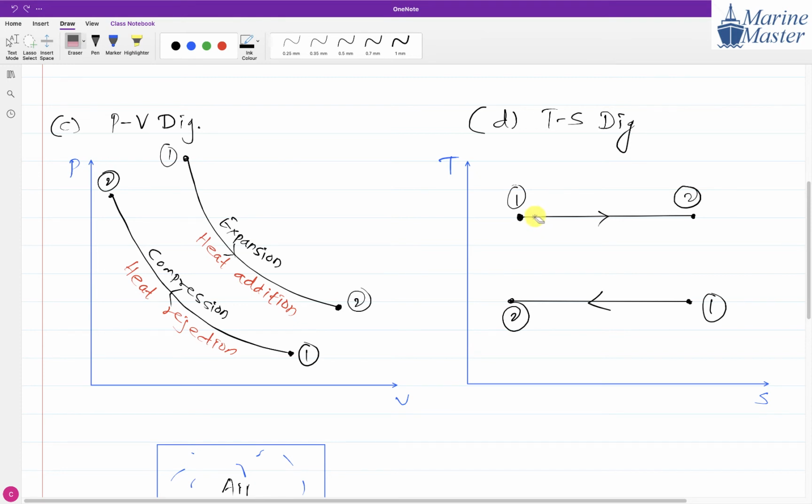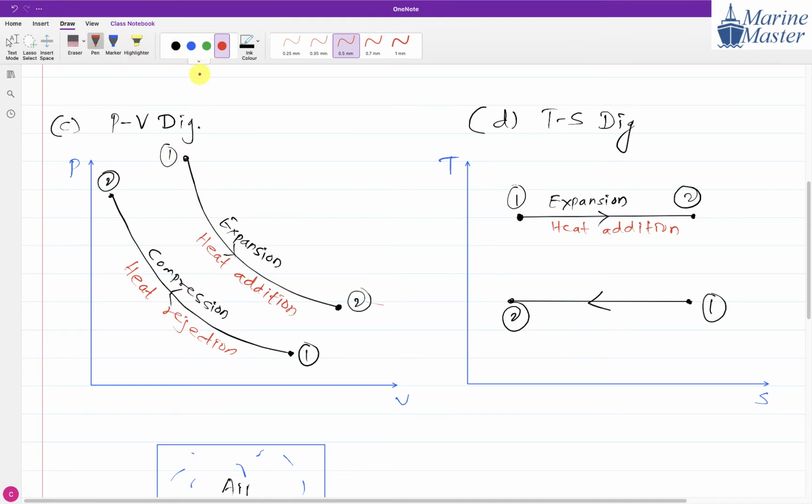See, here entropy is increasing. When is entropy going to increase? Whenever we have heat addition. In the case of expansion there is heat addition, so that's why this scenario is for expansion. Here we are adding heat, and that's why our entropy is increasing. You got this point?